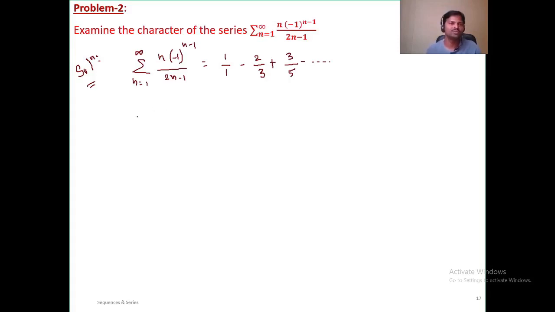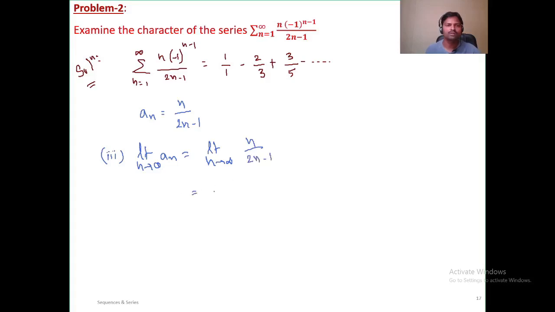So again, same story. Here, what is a_n? Without the sign, a_n is simply n by 2n minus 1. Then go to the Leibniz test. Directly you go for the third condition without verifying the first two. So limit n tends to infinity of a_n, which is the limit of n by 2n minus 1.